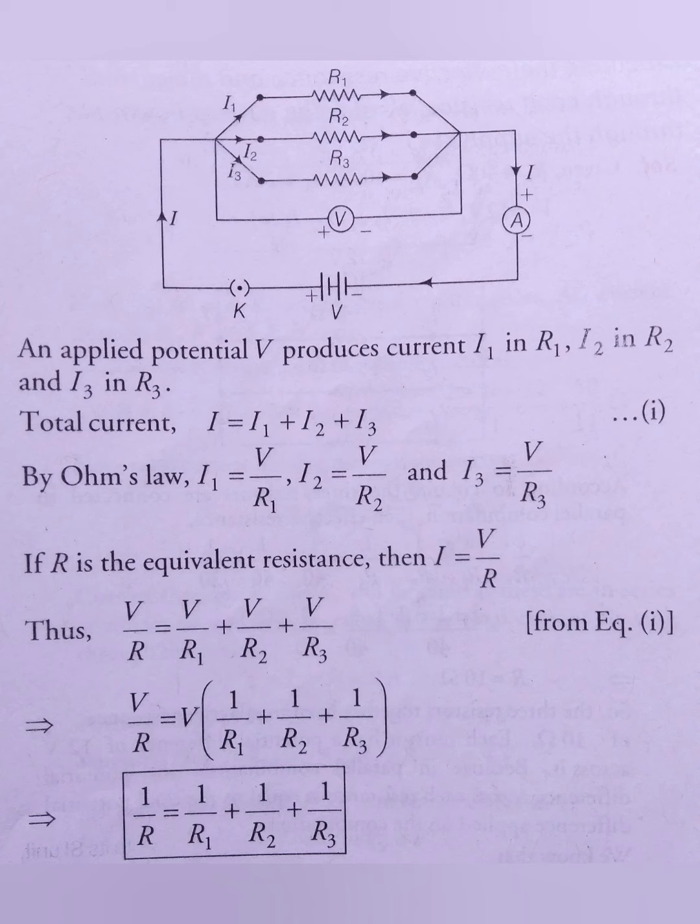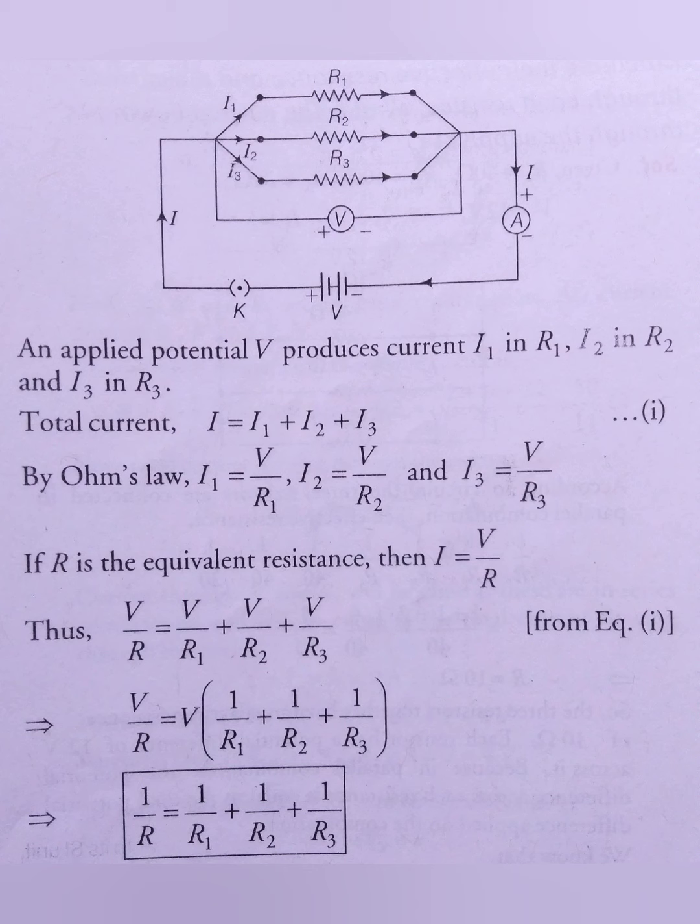If we consider capital R as the equivalent resistance of the combination of three resistors R1, R2 and R3 in parallel, from Ohm's law we have I is equal to V by R. Substituting for capital I, I1, I2 and I3 in equation 1, we get the equation V by R is equal to V by R1 plus V by R2 plus V by R3.